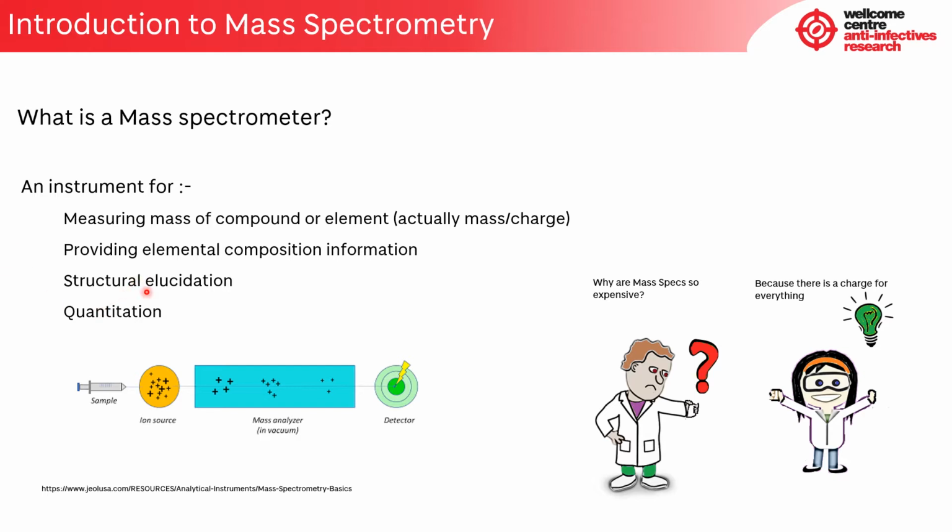Before we continue, we'll look at the basic components of a mass spectrometer, as shown in this cartoon at the bottom of the slide. Firstly, the sample is introduced into the mass spec, where it's ionized in the source region. The ions are then transferred into a mass analyzer, where they are separated or sorted in some way. They are then detected and recorded.